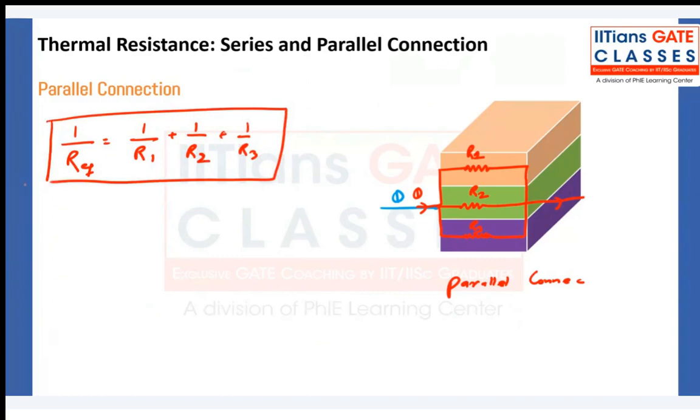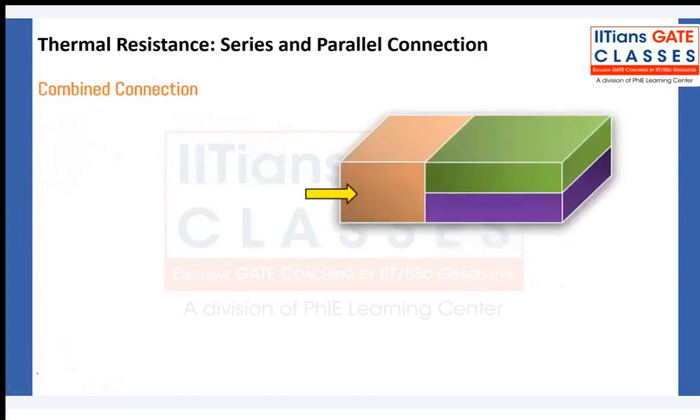Same thing, what we know from electrical circuits, we will apply here. Okay. Now there could be a combined arrangement. For example, this is the Q. So heat transfer will take place like this, and then it is T1, T2, T3. Okay. Let's say this is R1, this is R2, this is R3.